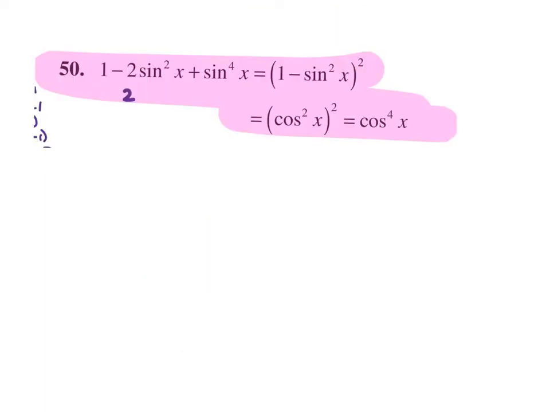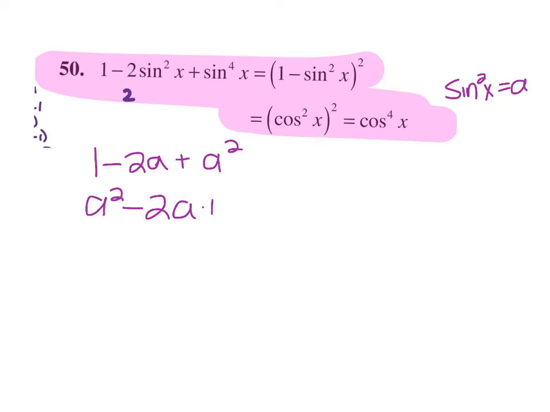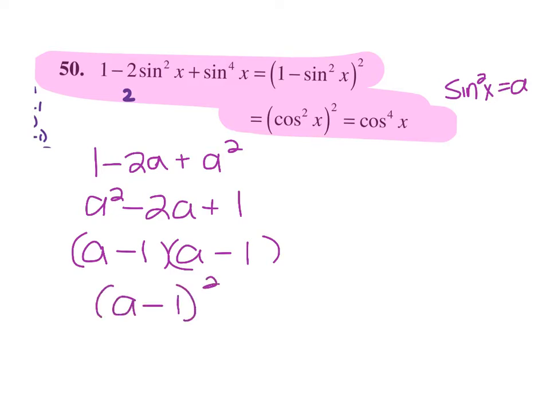I think the instructions even told you to factor it, right? Yeah. So I would have replaced sine squared this time with a, which means this would have been 1 minus 2a plus a squared. And then I would have reordered it so that the highest exponent comes first, and then I would have factored it out. So that's an a minus 1 and an a minus 1, or a minus 1 squared. And then a itself was sine squared. So I would get sine squared x minus 1 squared.